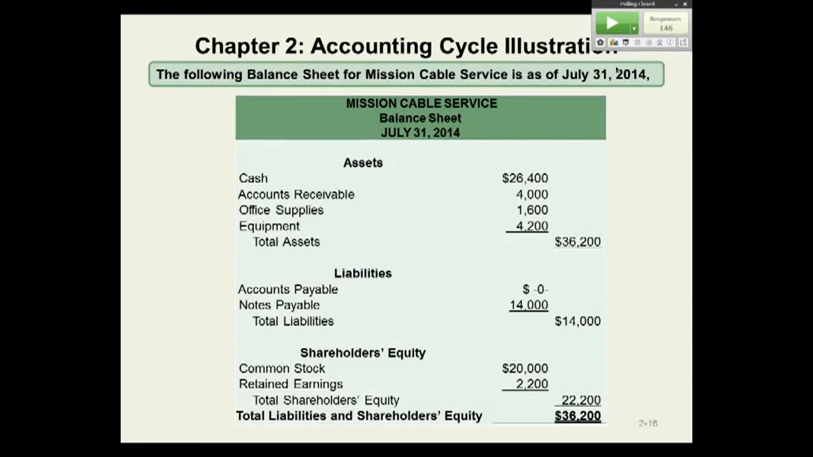And then, of course, in stockholders' equity, you've got common stock and retained earnings. Pretty much the order is that common stock comes before retained earnings. And then, of course, the balance sheet balances, so let me just bring it up on this screen for you.